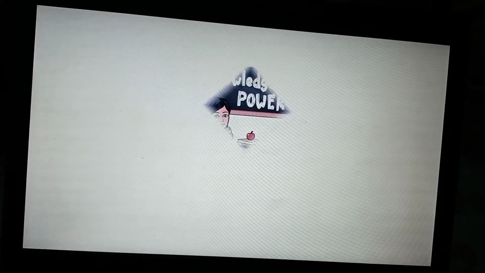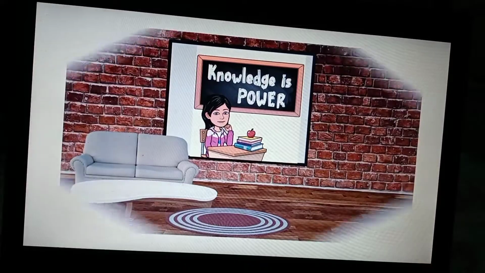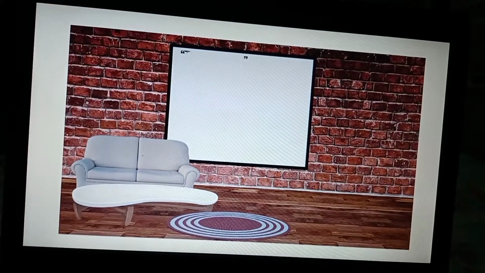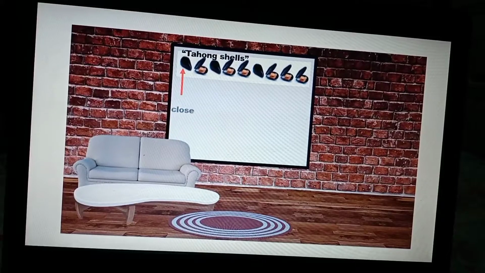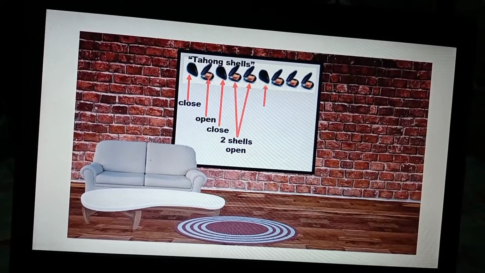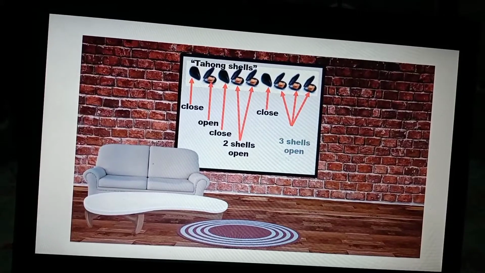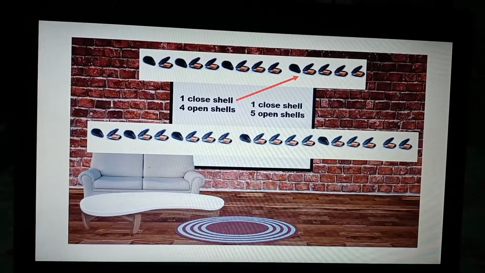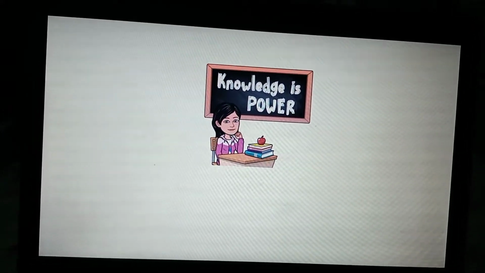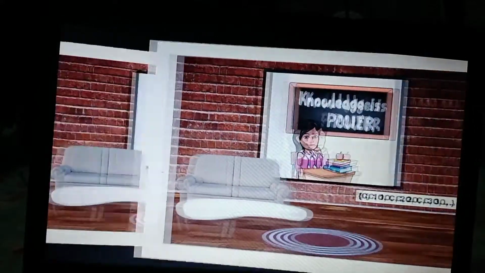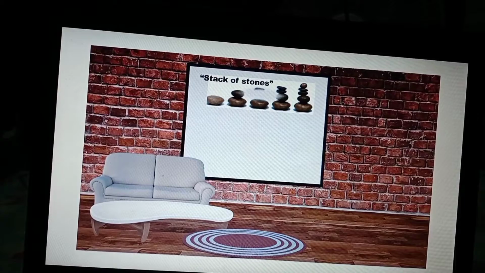And so, we can say that from the previous example, which is the color of the banderitas, we have the sequence green, blue, red, orange, yellow, and then green, blue, and so forth and so on. Let's now consider these tahong shells. So, we have close, open, close, 2 shells open, close, 3 shells open. Extending the elements of the sequence of tahong shells, we observe that we will have 1 closed shell and 4 shells open, and then 1 closed and then 5 shells open. And we can also say that the sequence is composed of close, open, close, 2 shells open, close, 3 shells open.